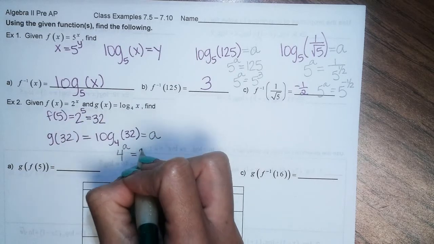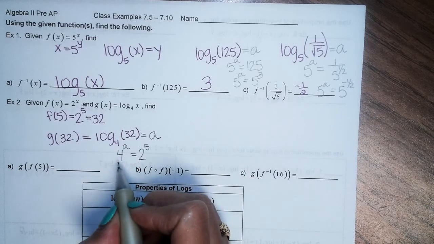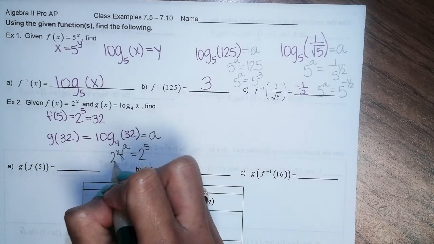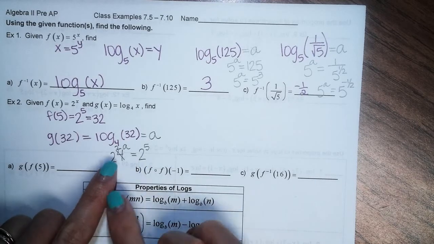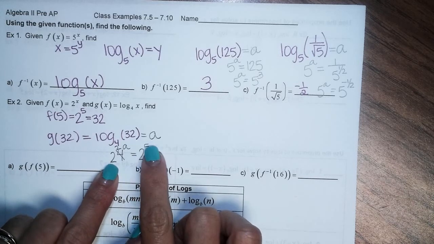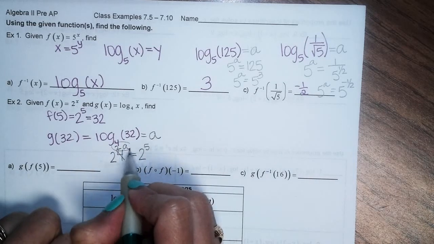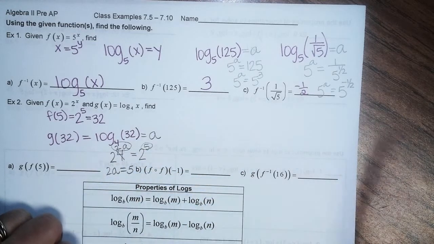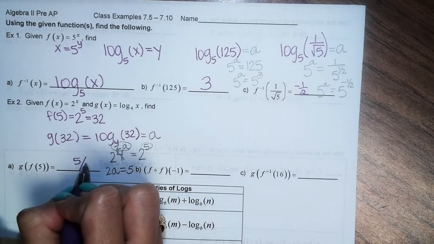But like I said, let's write 32 as 2 to the 5th. And then also let's write 4 with the base of 2. So instead of putting 4 here, let's write that as 2 squared. So now I have a base of 2 raised to the 2a, and I have a base of 2 raised to the 5th. So you can just set the exponents equal to each other. So we can say 2a equals 5. Solve for a. So my answer is going to be 5 halves.